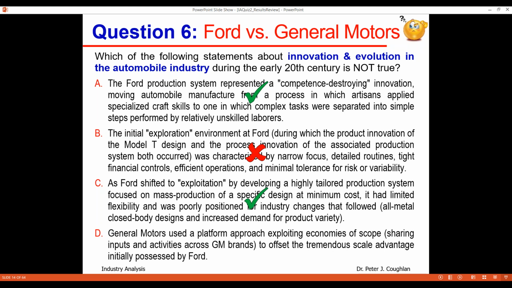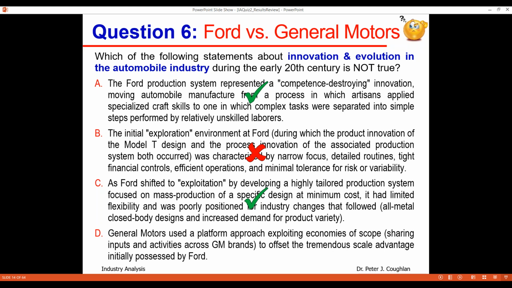Their focus on exploitation actually made them vulnerable once the industry changes occurred. And finally, General Motors used a platform approach exploiting economies of scope. A platform approach meaning one platform, multiple brands using similar parts, similar designs. So exploiting economy of scope, in other words, sharing inputs and activities across GM brands to offset the tremendous scale advantage initially possessed by Ford. Yes, exactly what they did.